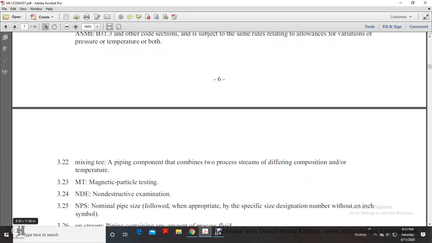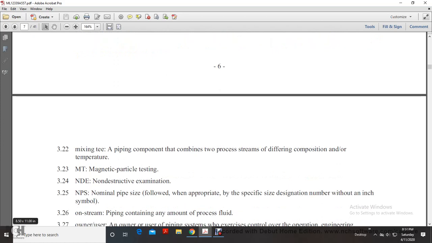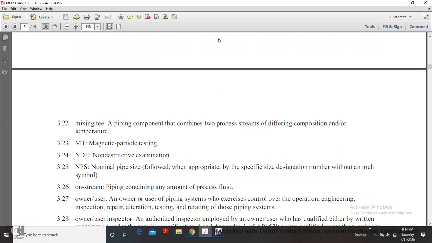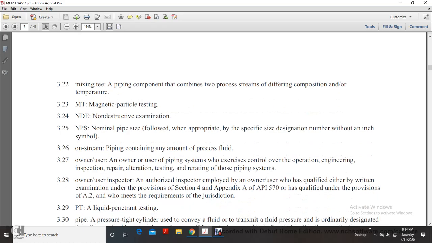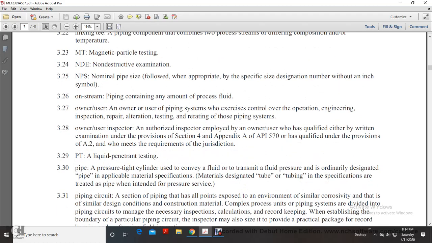MT: magnetic particle testing. NDE: non-destructive examination. NPS: nominal pipe size, followed when appropriate by the specific size designated number without an inch symbol. On-stream: piping containing an amount of process fluid. Owner-user: the piping system owner has control over the operation, engineering, inspection, repair, alteration, testing, and re-rating of the piping system.